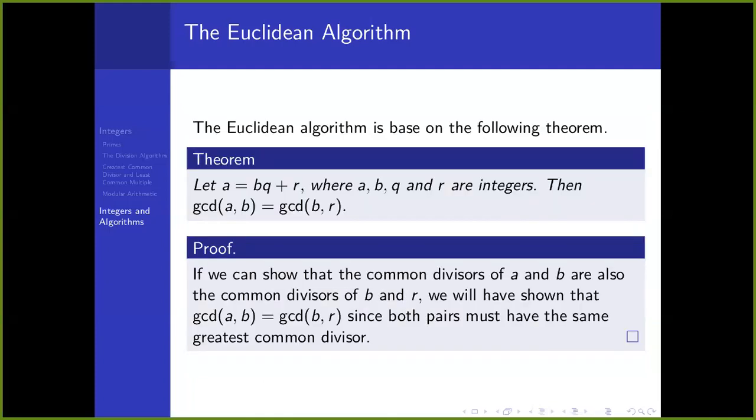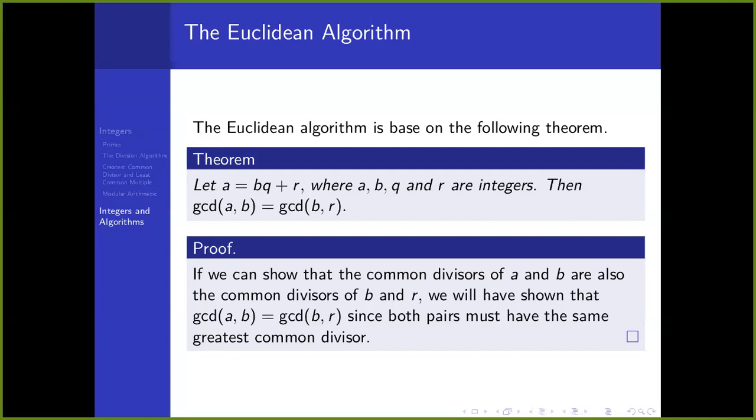The reason why it works is the following theorem. It says if A is equal to BQ plus R, where A, B, Q, and R are integers, then the greatest common divisor of A, B, and the greatest common divisor of B, R are equal. So that's what we need to show, that if this relationship holds, this equation is true, A is equal to BQ plus R, then the GCD of A, B will be equal to the GCD of B, R.